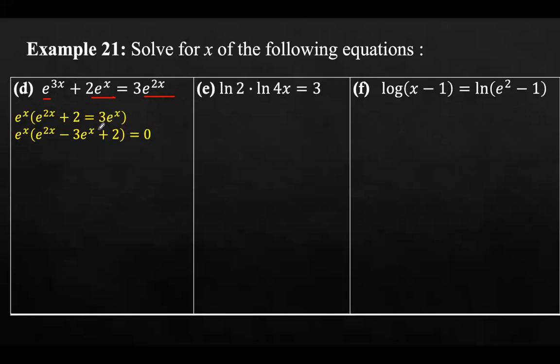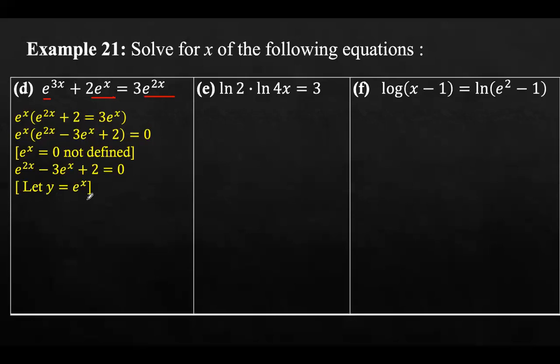Then we bring the 3e^x to the left hand side. So you get the new equation: e^x times (e^(2x) minus 3e^x plus 2) equals 0. Since e^x equals 0 is not defined, it means that e^(2x) minus 3e^x plus 2 equals 0. For this part we need to substitute e^x with y.